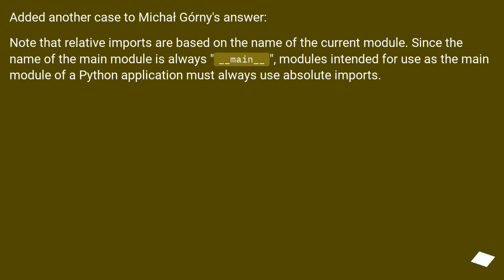Added another case to Nihao Borney's answer. Note that relative imports are based on the name of the current module. Since the name of the main module is always __main__, modules intended for use as the main module of a Python application must always use absolute imports.